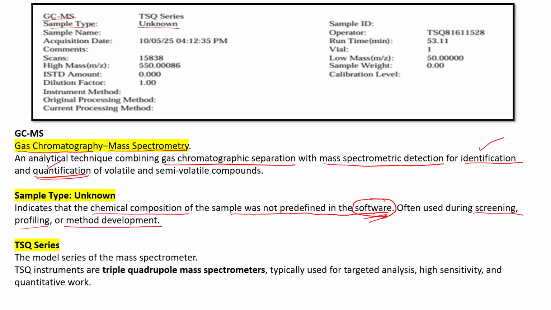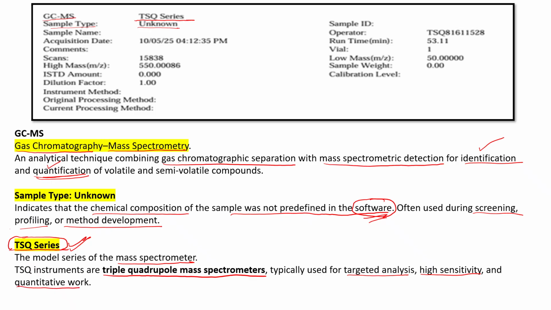Now next you can see it is GCMS's TSQ series. This is actually the model of the mass spectrometer. But what do we actually mean by TSQ series? How are TSQ series different? So TSQ instruments are triple quadrupole mass spectrometers, and they are used for targeted analysis, high sensitivity and quantitative work.